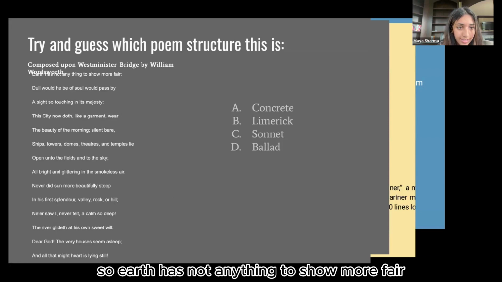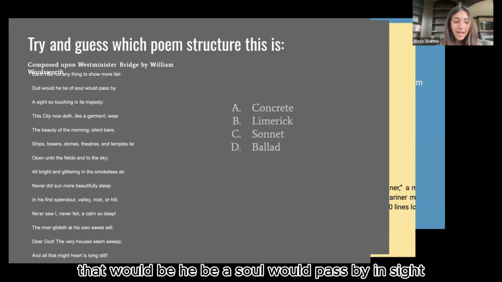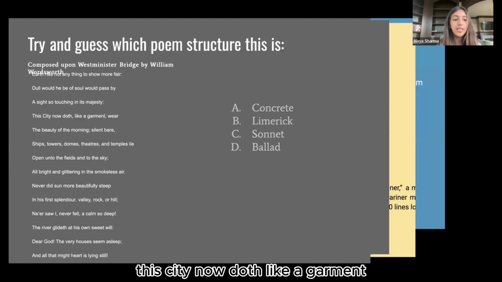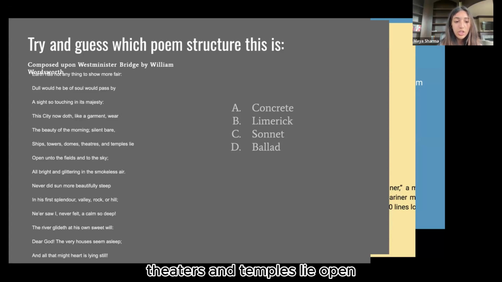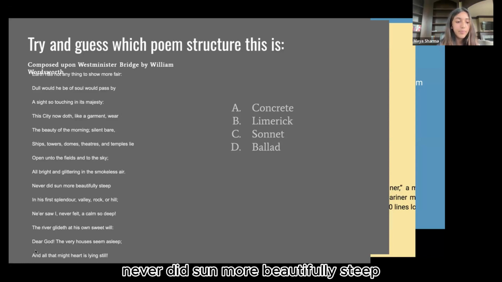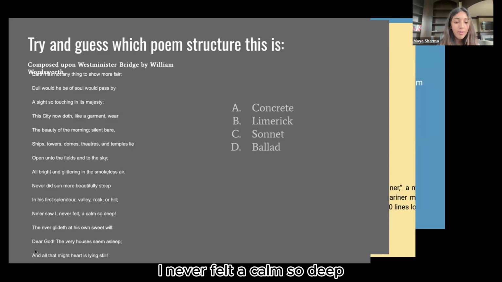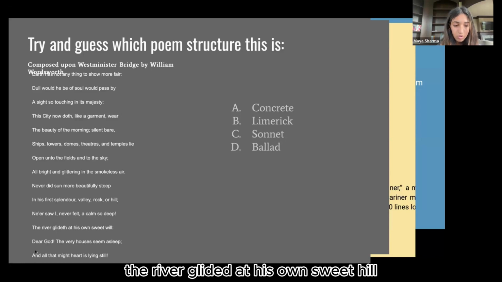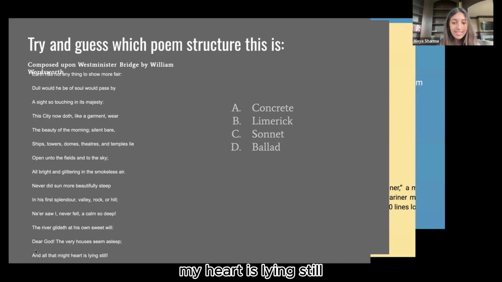Earth has not anything to show more fair. Dull would he be of soul who could pass by a sight so touching in its majesty. This city now doth like a garment wear the beauty of the morning, silent, bare. Ships, towers, domes, theaters, and temples lie open unto the fields and to the sky, all bright and glittering in the smokeless air. Never did sun more beautifully steep in his first splendor valley, rock, or hill. Ne'er saw I, never felt, a calm so deep. The river glideth at his own sweet will. Dear God, the very houses seem asleep, and all that mighty heart is lying still.